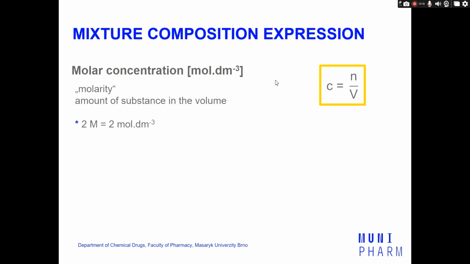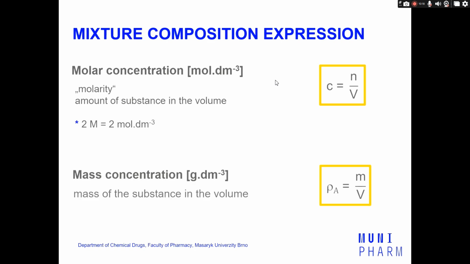If we don't consider the amount of the substance in the specific volume, but the mass of the pure substance in that volume, then we speak about the mass concentration. The unit is gram per cubic decimeter, and it is denoted as the Greek letter rho with subscript A. Please be careful not to confuse it with the density. The difference is in the mass. Whether we use the mass of the pure substance, then it is the mass concentration of that substance, or whether we use the mass of the whole solution, then it is the density.